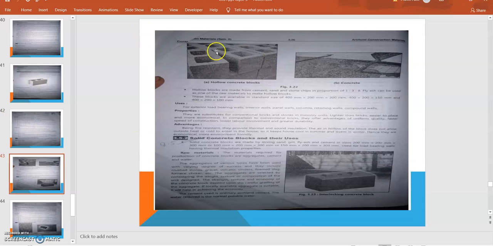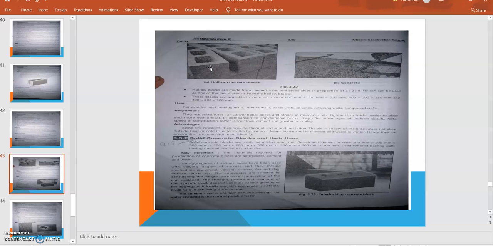So here it is. You can see hollow concrete blocks, in which at the middle of the blocks we can observe a cavity in between them. So that's why the weight will decrease, and it is also useful in air circulation. So the cool air will be produced inside the hall.